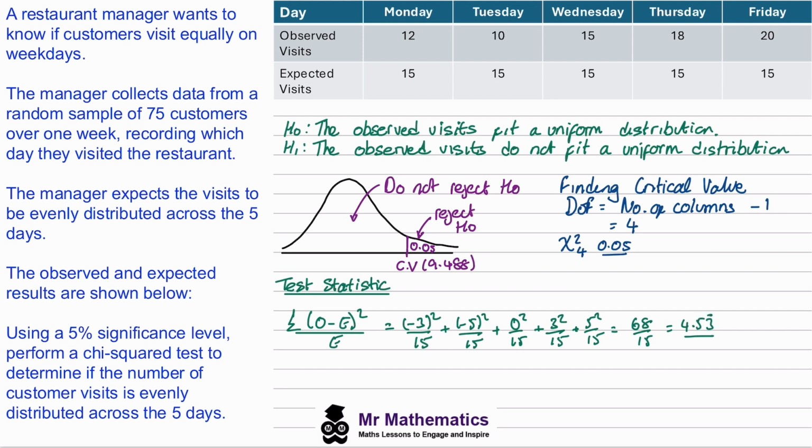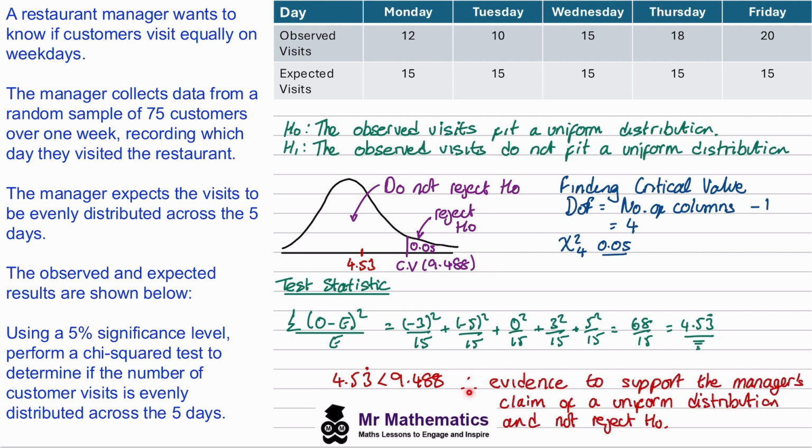Okay? So it's important that we understand this is our test statistic. So if we compare this to the critical value on the chi-squared distribution, well, you can see this would fall to the left of that. We'll say that's about here, 4.53 recurring. And this is clearly in the do not reject region. So because the test statistic is less than the critical value, we'll say, therefore, there is evidence to support the manager's claim of a uniform distribution and not reject H0.